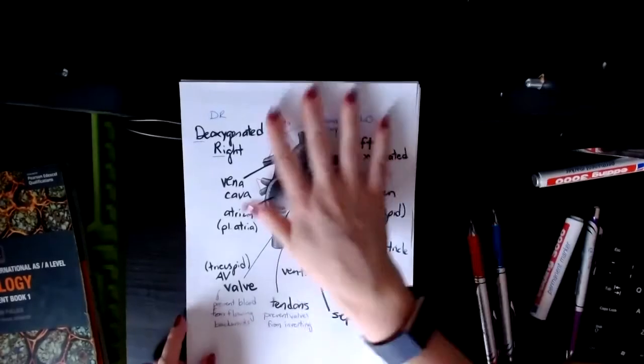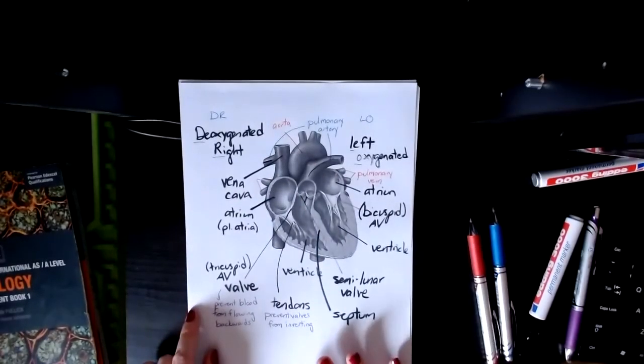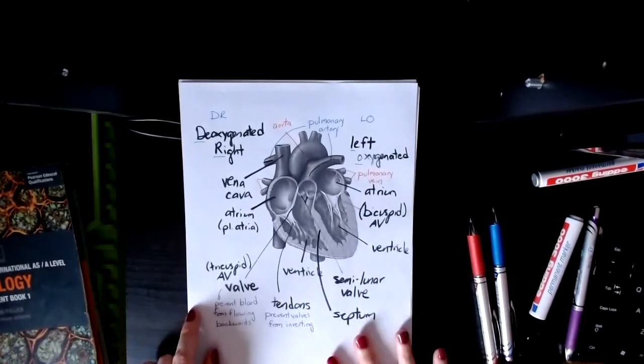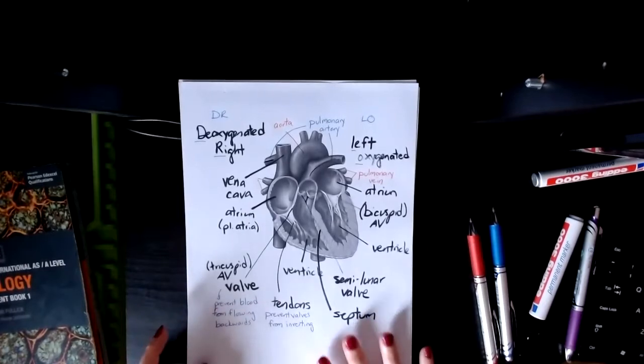Okay, so this is a diagram that I filled out and talked about in another video, which was just focused on the structure of the heart. But in this video, I'm going to focus on the cardiac cycle itself, and talk about what happens during the cardiac cycle.